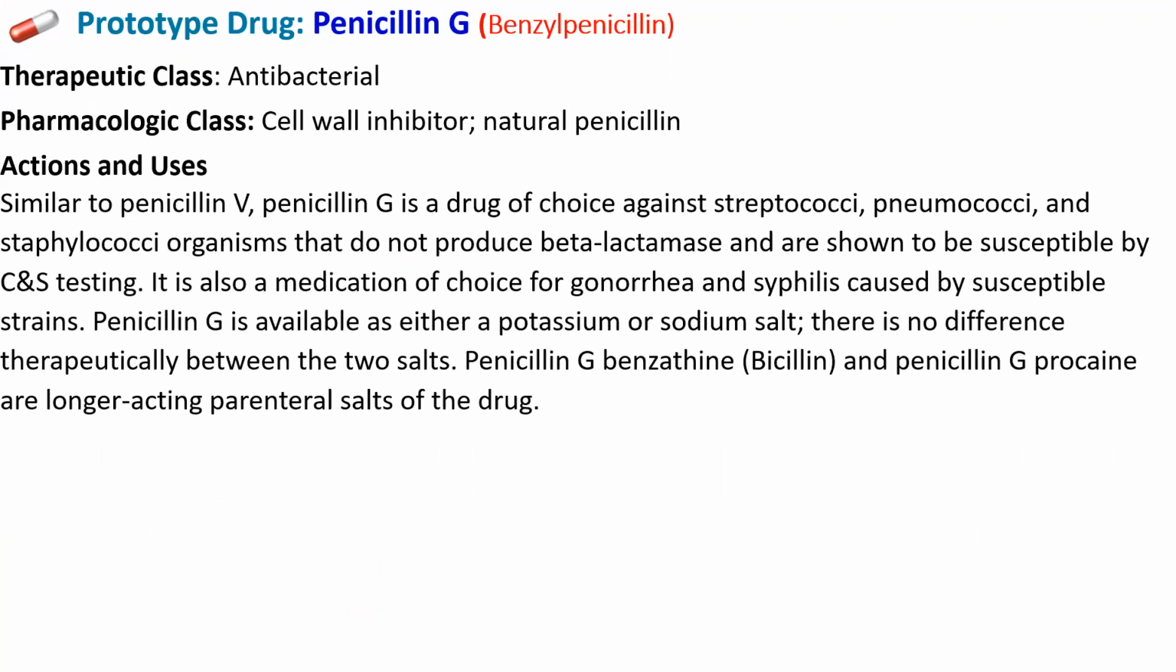The prototype drug for the penicillins is penicillin G, which is the antibacterial. It's very similar to penicillin V. Penicillin G is the drug of choice against streptococci, pneumococci, and staphylococci organisms, because these do not produce beta-lactamase, and are shown to be susceptible by culture and sensitivity testing.